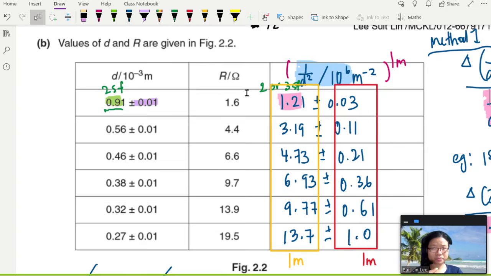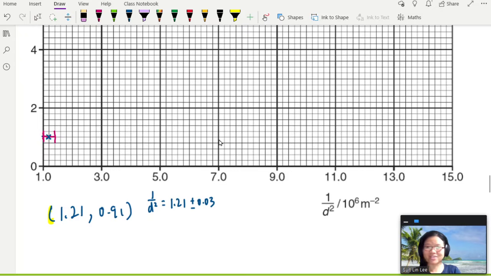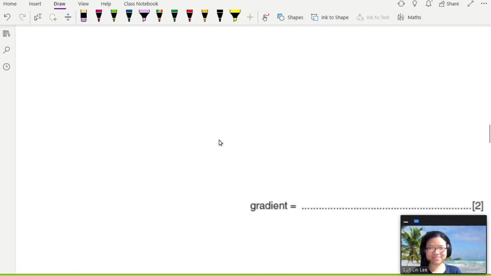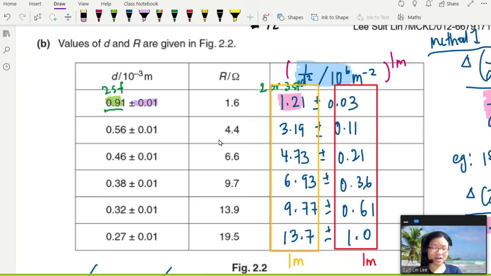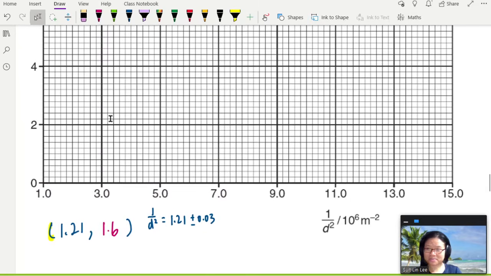R against 1 over d square. Good thing we use pencil, so we rub. What is R? Scroll up again. R is 1.6. So the 1.21 is okay, but this point has to be at 1.6. Sadness. I'm just trolling people.